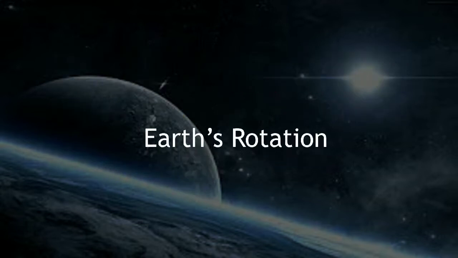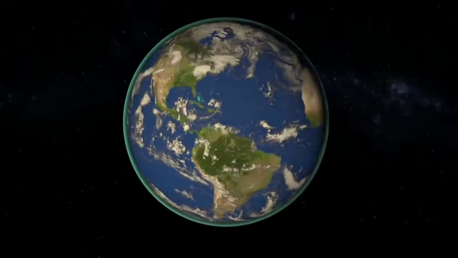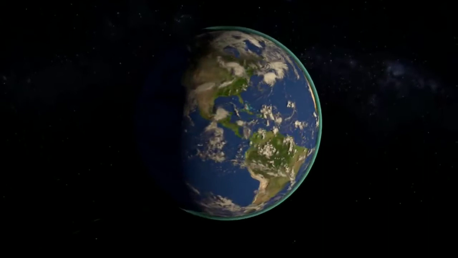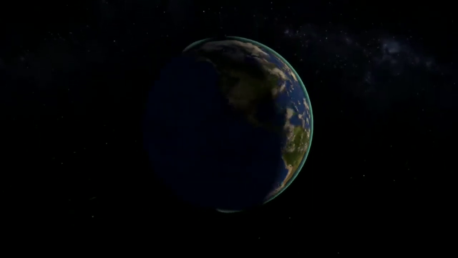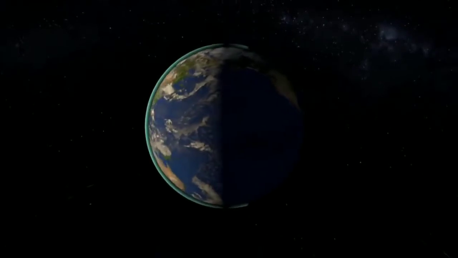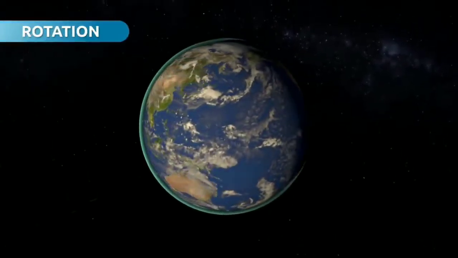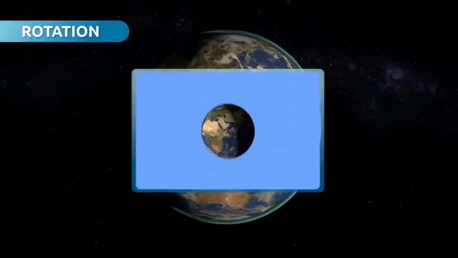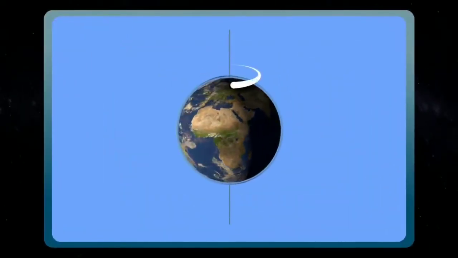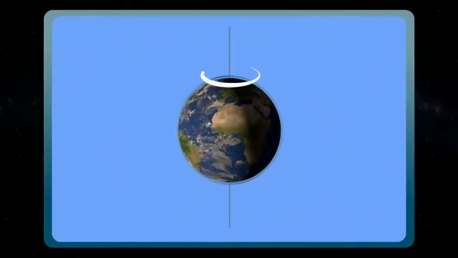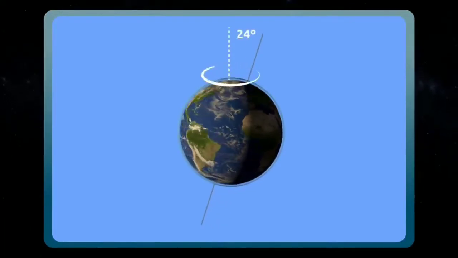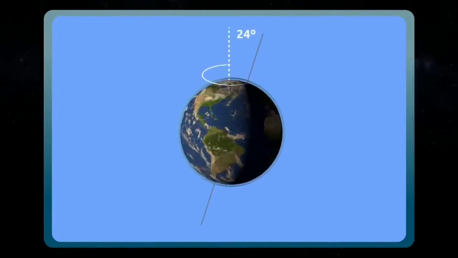Let's talk about Earth's rotation. Can you see how the Earth is spinning around its axis? This movement is called rotation. The Earth spins on an imaginary line which passes through the poles. If you look closely, you notice that the axis is a little inclined, almost 24 degrees.